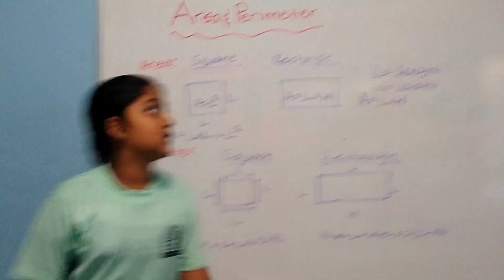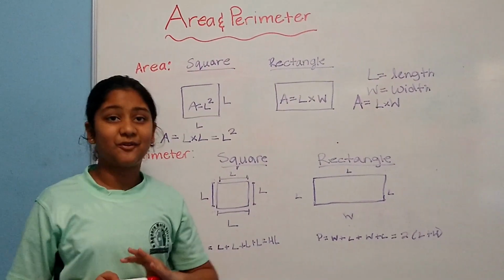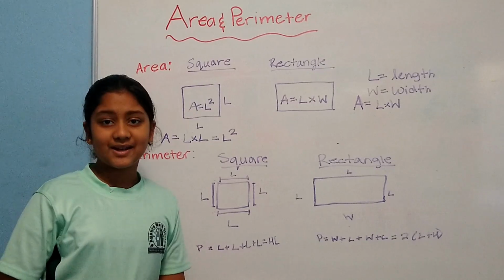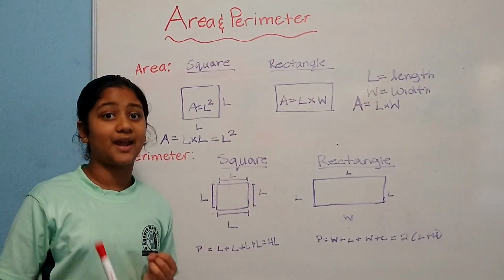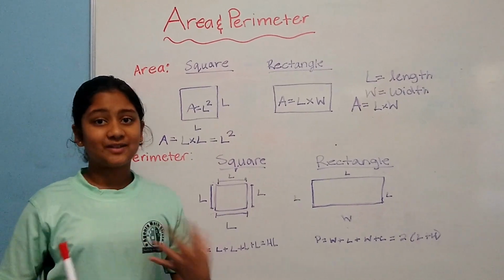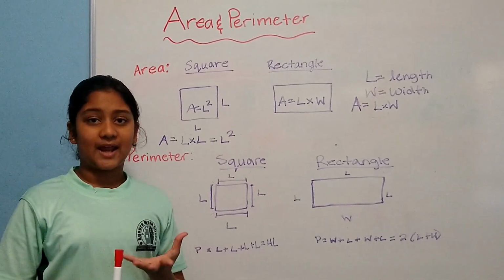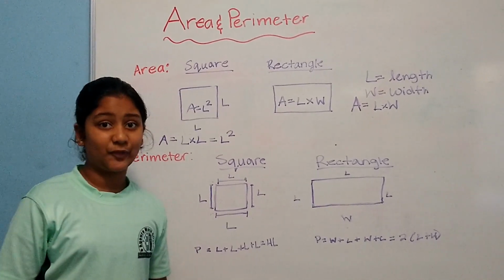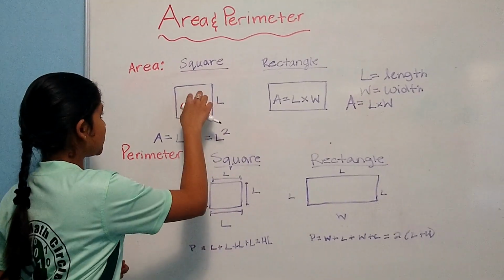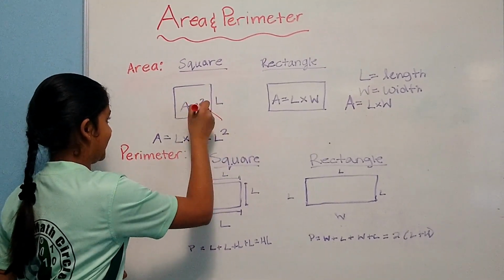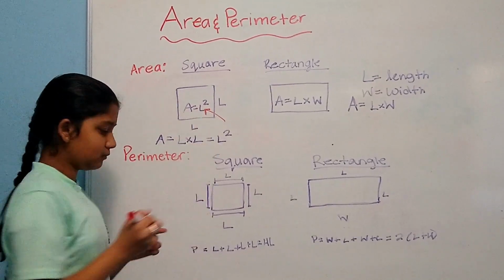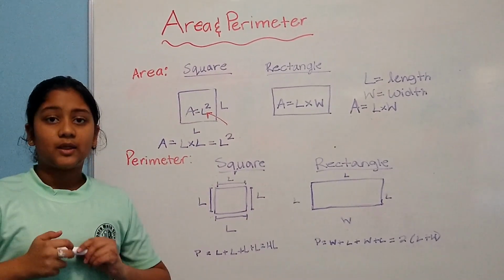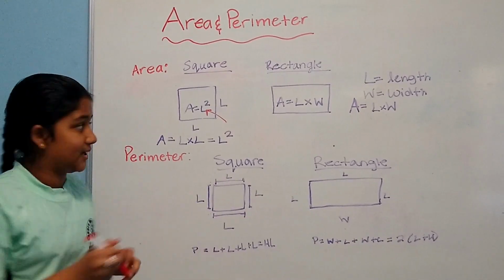So now let's move on to area and perimeter. Before we start, I just want to say that in area and perimeter, we're going to be finding the area and perimeter of a square and a rectangle. So what's an area? Well, an area is basically the space within the boundaries. So it's basically the space inside here, which is why I put the area inside here. What's a perimeter? The perimeter is actually the boundary itself.